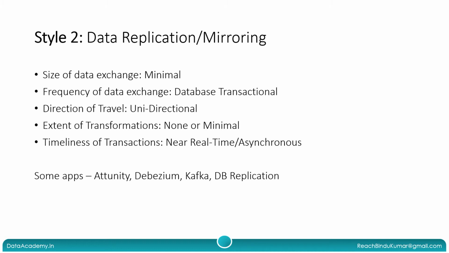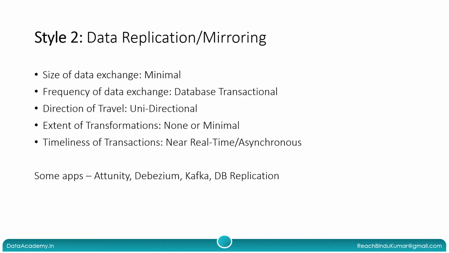Second is the frequency of data exchange. At what frequency does this exchange happen? This again depends on the transactions that happen on the primary database. Then the direction of travel. The direction of travel here is unidirectional, right? This is different from the previous style where the data exchange was often bidirectional, but here it is unidirectional because the data is always transferred from the primary database to the secondary database, but never in the reverse order.